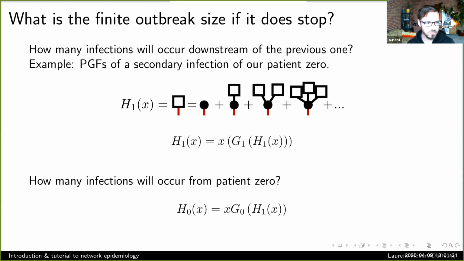Now, I won't go through this slide completely. I just wanted it to be up here for you all to see, but we can calculate the size of an outbreak if it does stop, right? If only one transmission happens, nothing more, I get an outbreak of 2. If I infect 2 people, they don't infect anyone, I get an outbreak of 3. And calculating the size of all those trees.